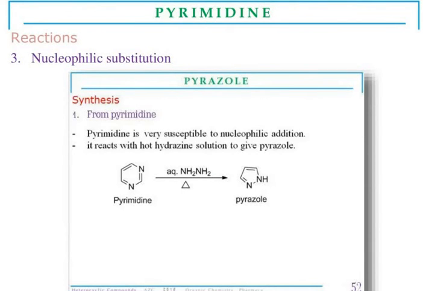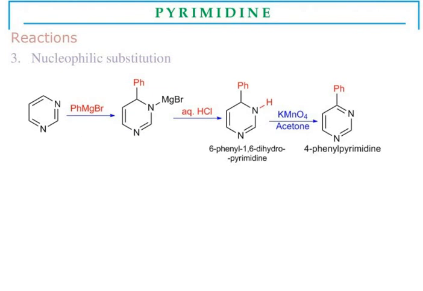Now reactions of pyrimidine. You know, pyrimidine is very susceptible to nucleophilic addition. It reacts with hot hydrazine solution to give pyrazoles. So look at the pyrimidine: it reacts with hydrazine and gives pyrazoles. And this is the synthesis of pyrazoles.